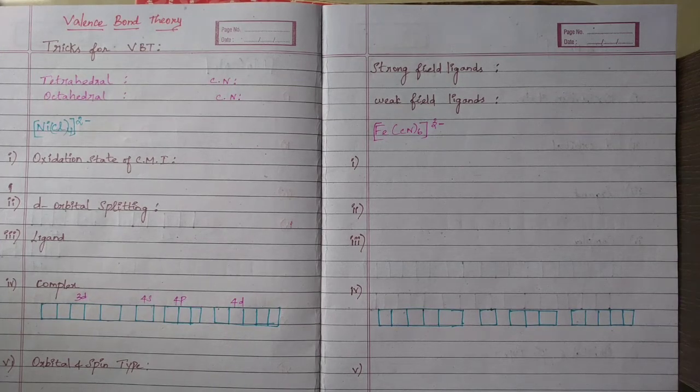So here, the application of valence bond theory is that using this theory we can determine magnetic behavior, magnetic moment value, and hybridization and geometry of the metal complexes. So first, two types of complexes we can find. One is tetrahedral complexes, another is octahedral.